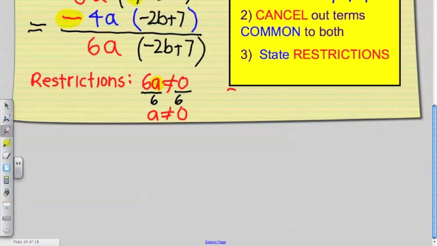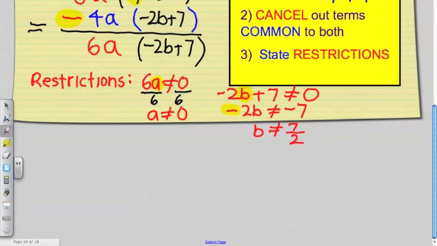The second restriction is negative 2B plus 7 cannot be equal to 0. And slowly but surely, I'm going to isolate to find the restriction on the letter B. So negative 2B cannot be equal to negative 7, that means B cannot be equal to negative 7 divided by negative 2, which is positive 7 over 2. So those are my two restrictions.